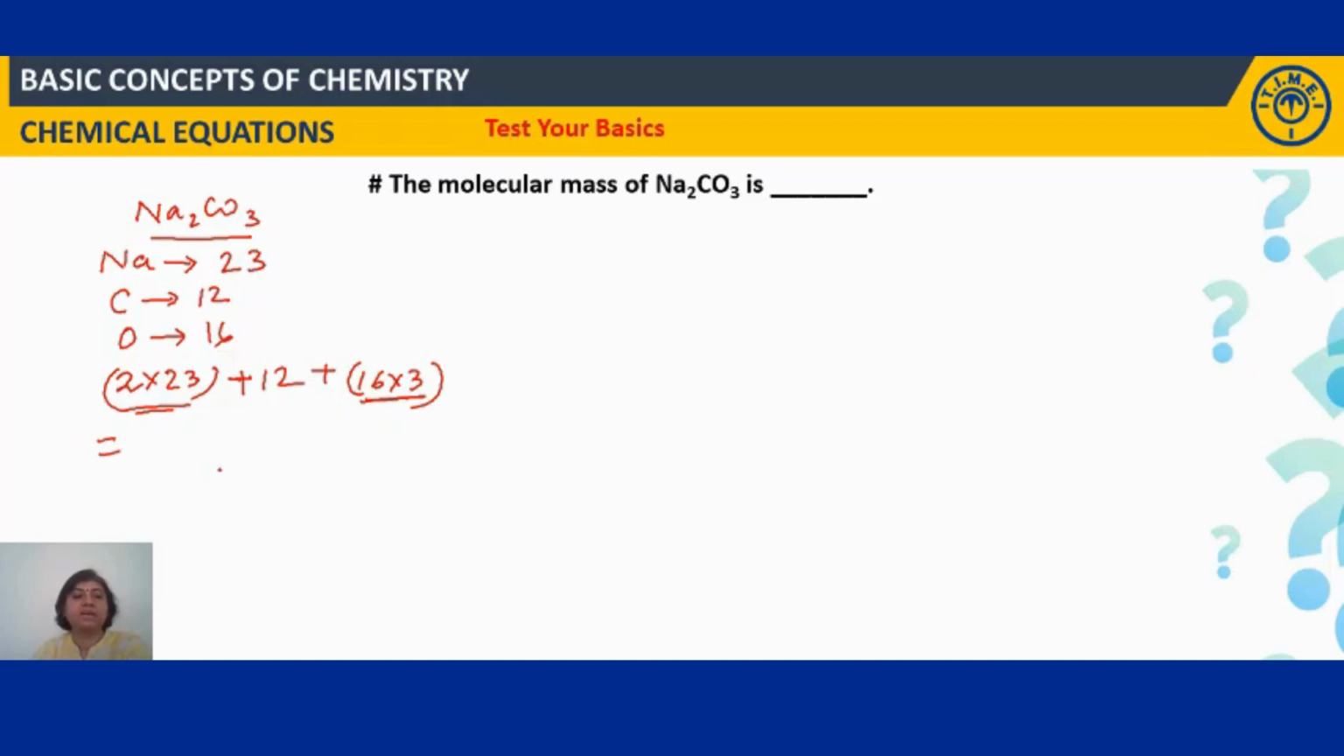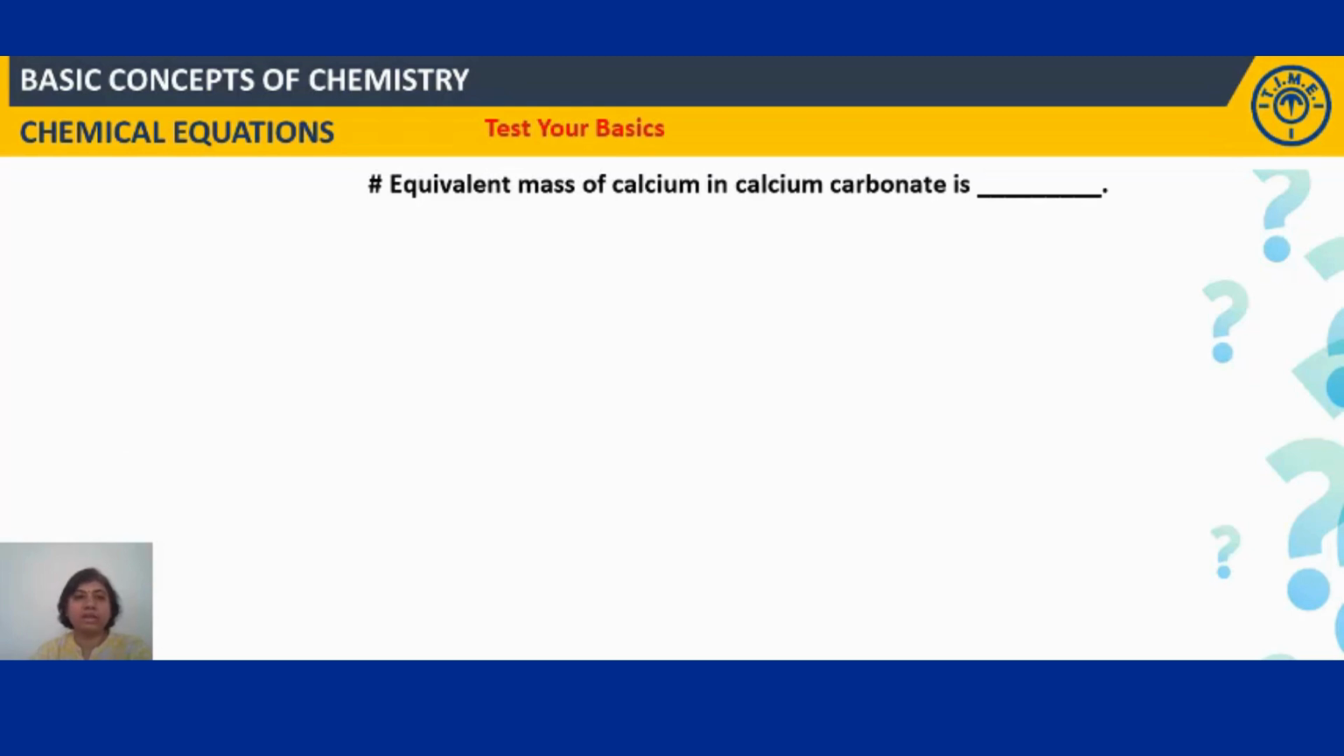Fine? Okay. I hope you are done with the answer. So shall we look at the solution? Okay. So let's look at the solution. The solution is molecular mass of sodium carbonate is 106. Fine. Let us look at the next question. The next question is equivalent mass of calcium in calcium carbonate is.